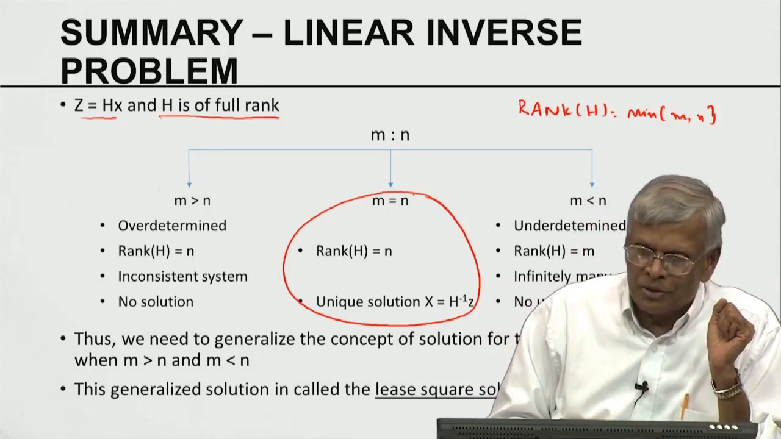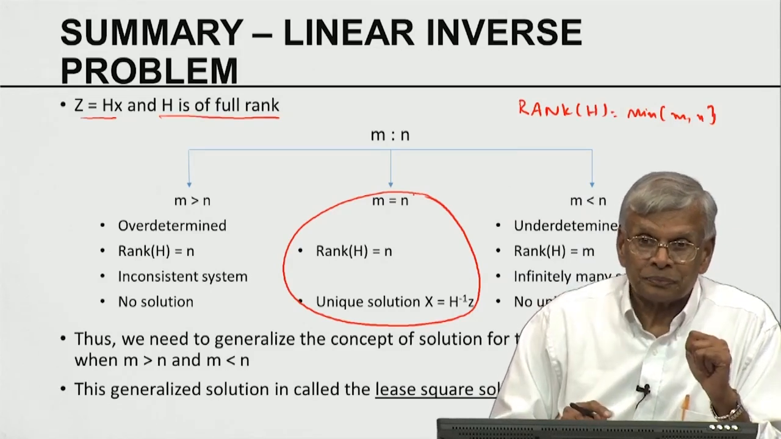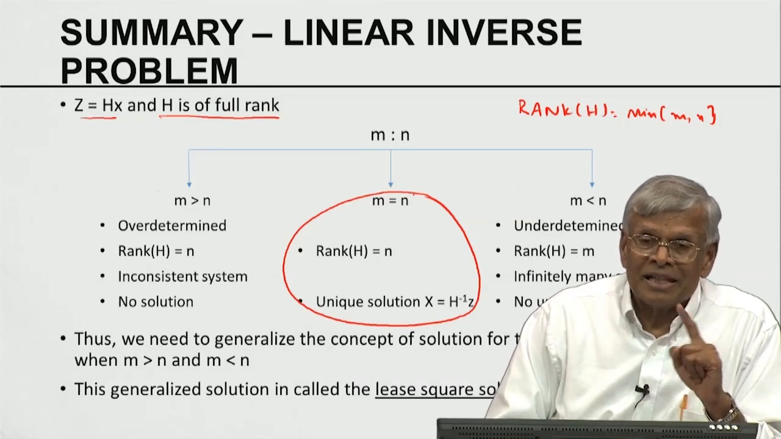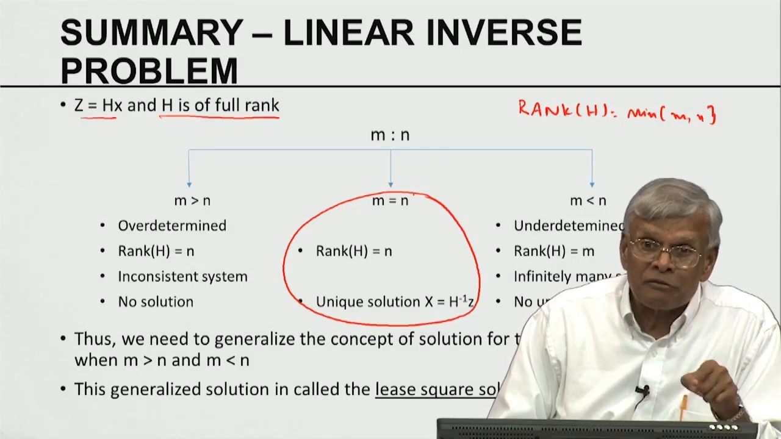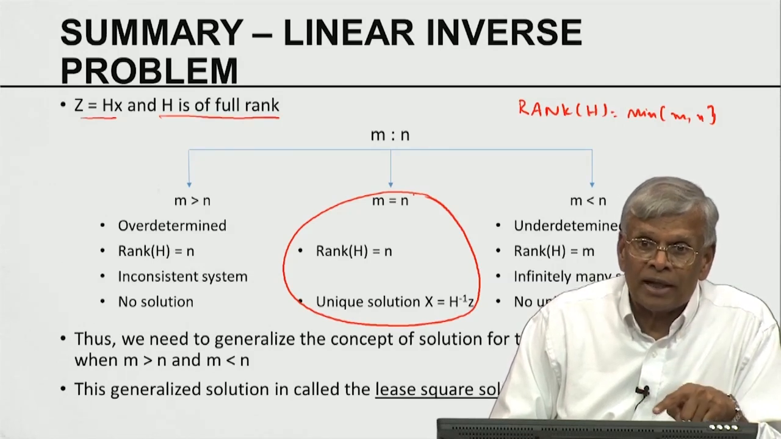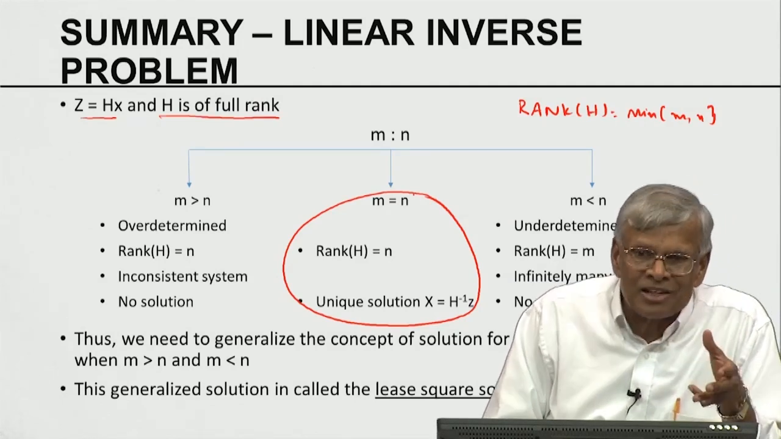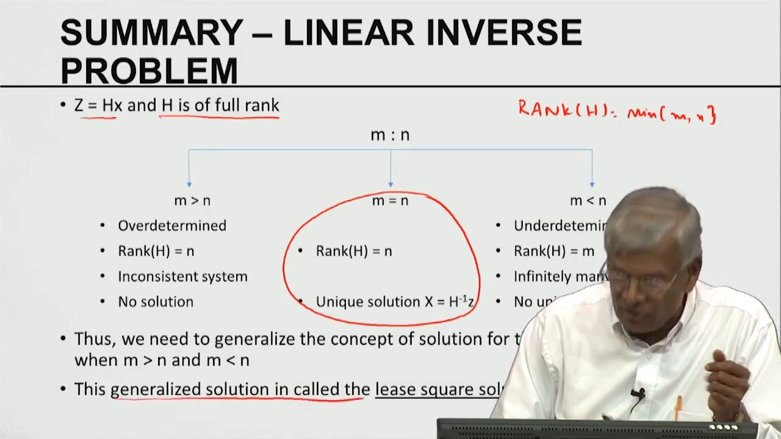So what is the least square solution? For a classical solution, the left hand side must be equal to the right hand side. The least square solution is a solution that may not force the left hand side to equal the right hand side, but we still call it a solution. It's a generalized solution. So the least square solution is a generalization of the concept of solution.